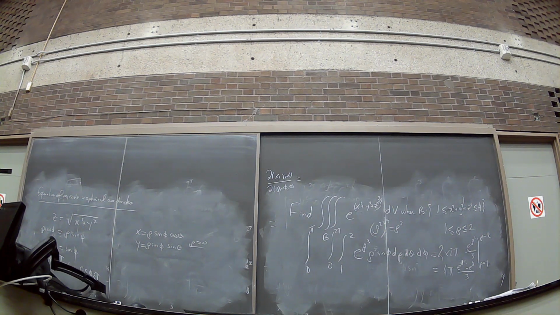Rho is the distance from x, y, z to 0, 0, 0. So a distance is always positive. Yeah, phi equal to pi over 4. This is the cone z equal to square root of x squared plus y squared. Okay?